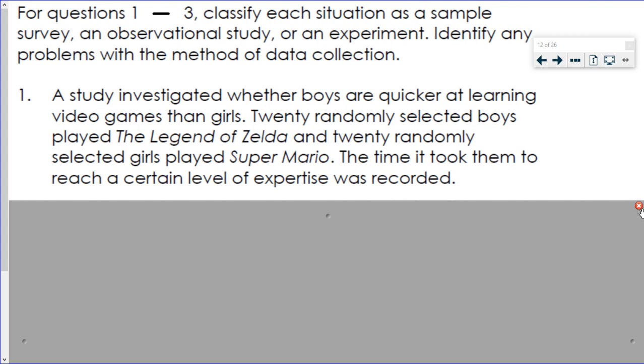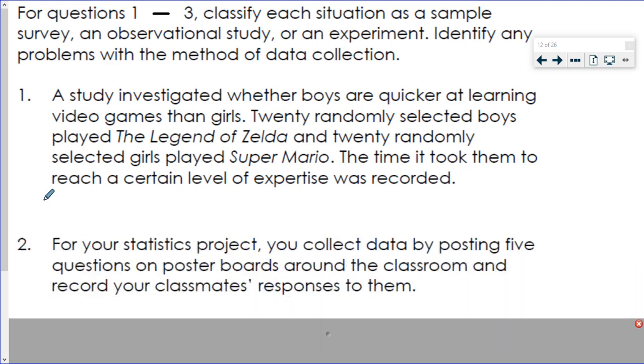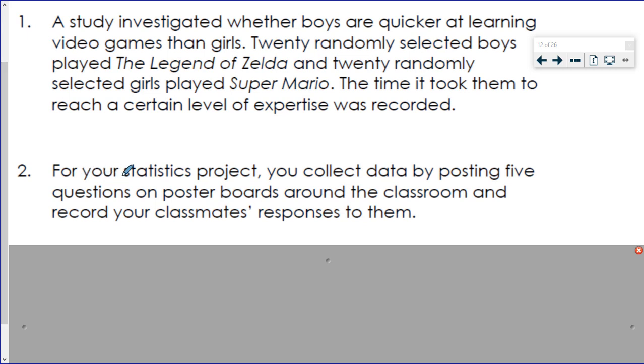And is there a problem with what they did here? All right. The second one. For your statistics project, you collect data by posting 5 questions on poster boards around the classroom and record your classmates' responses to them. Okay, again, is this a sample survey, an observational study, or an experiment? All right. And is there a problem with collecting data this way? All right. And then finally, the last one.